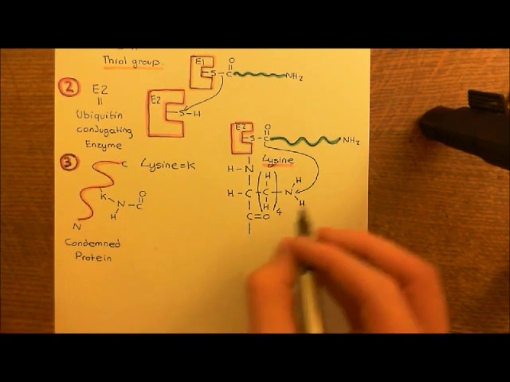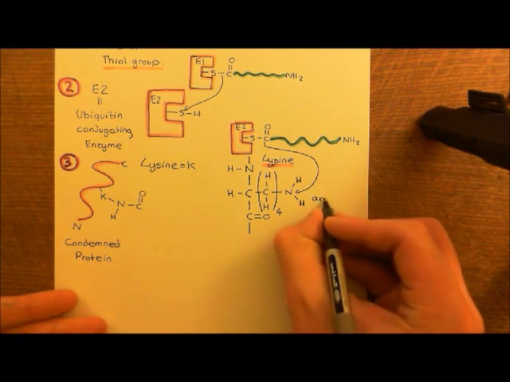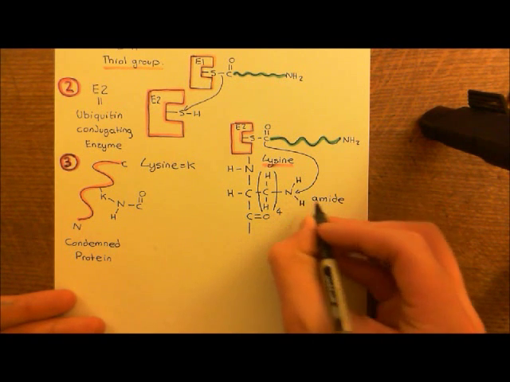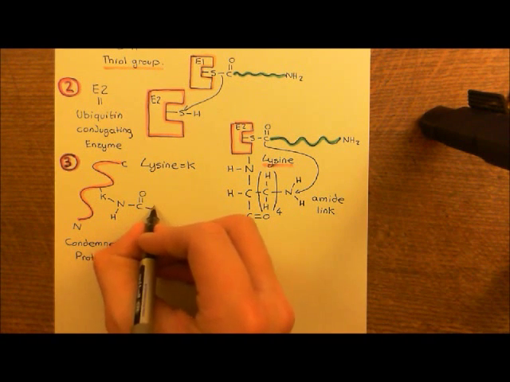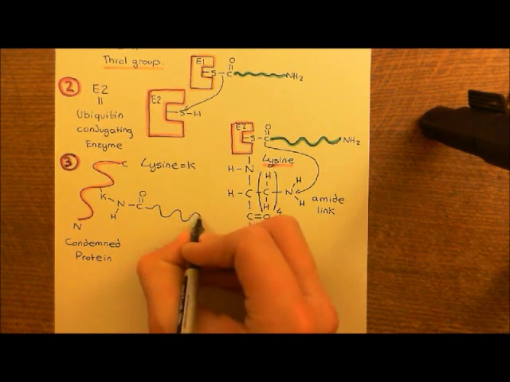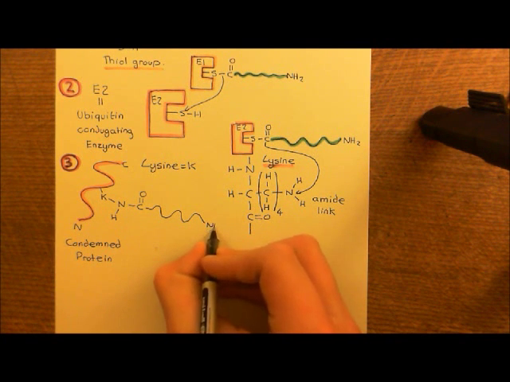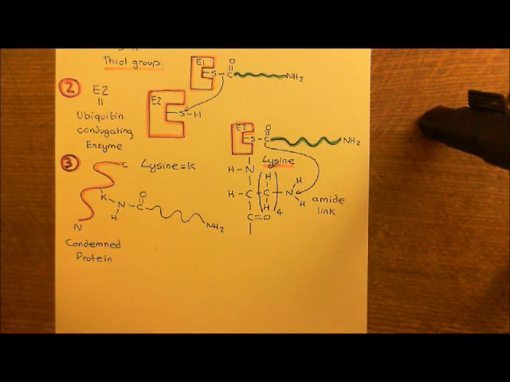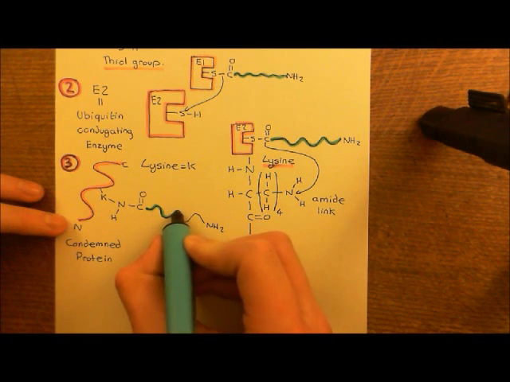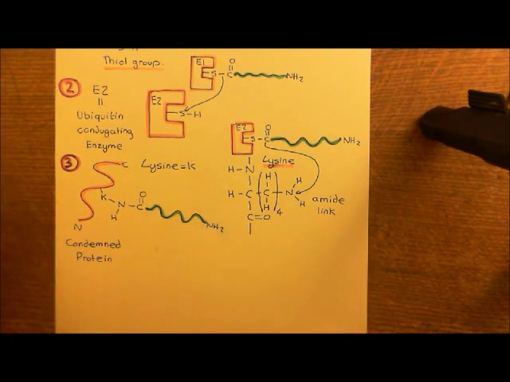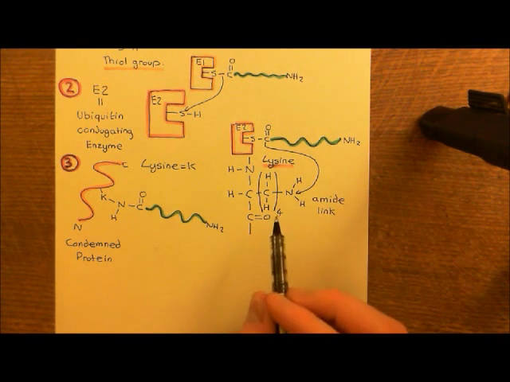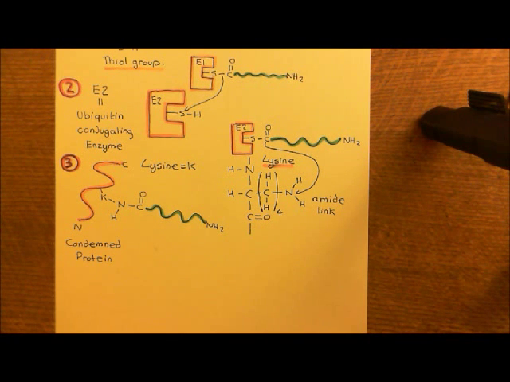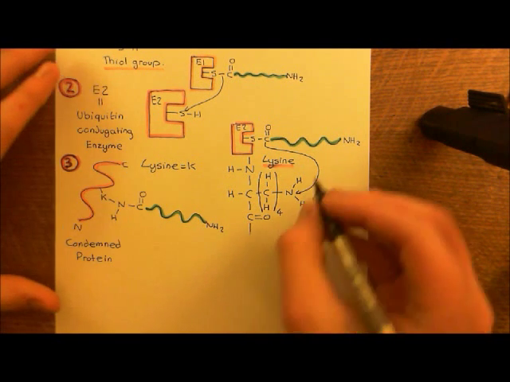by an amide link. Okay, so that's an important key word. When you attach a carboxylic acid group to an amino group like this, it's known as an amide link. Okay, so here's our amide link, and then we'll have our ubiquitin protein tagged on the end like so. Okay, right. So here we have now attached our ubiquitin protein onto our condemned protein. Okay, now an enzyme is required to catalyze this reaction. Okay, and the enzyme which catalyzes this reaction is then known as an E3 ubiquitin ligase enzyme.